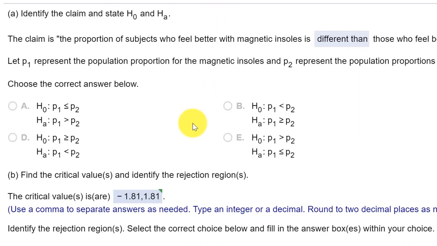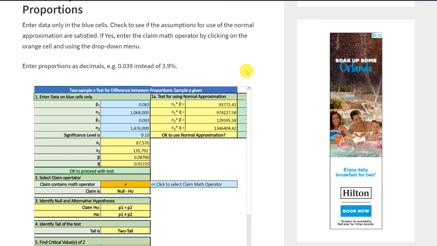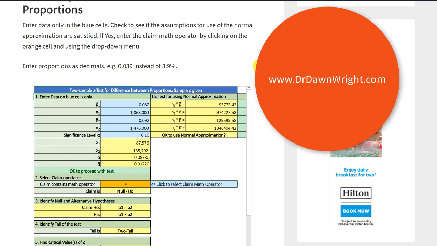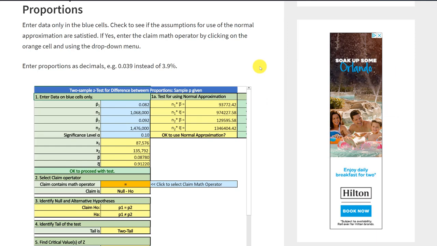The first thing we need to do is to find the critical values and rejection regions. But we're going to do this using an Excel calculator I built on my website. Let me show you that now. Okay, I've navigated to my website and to the calculator. The link to the calculator is in the page below.